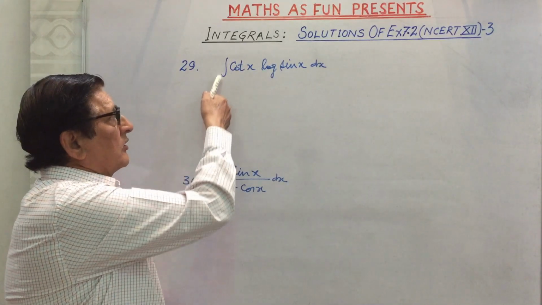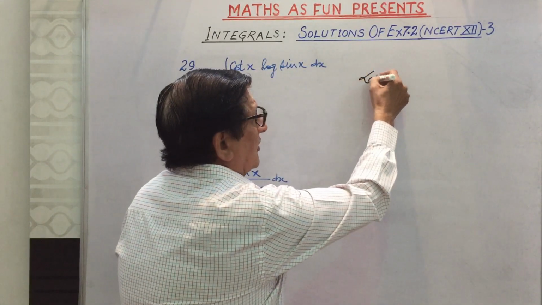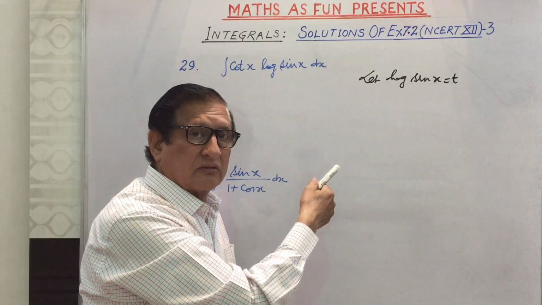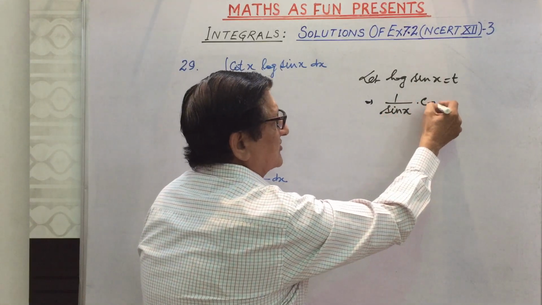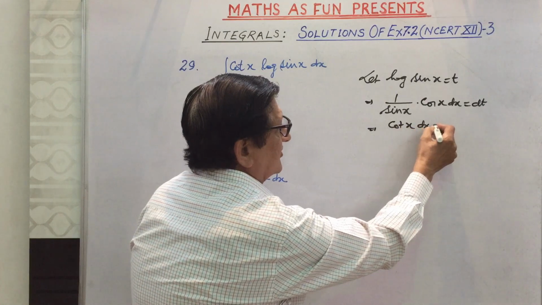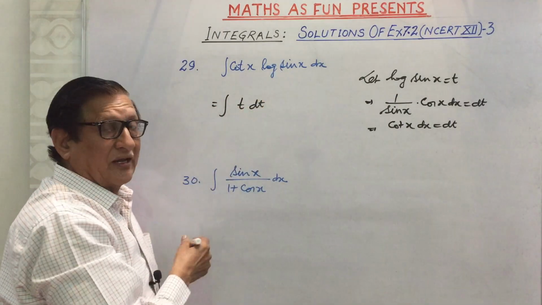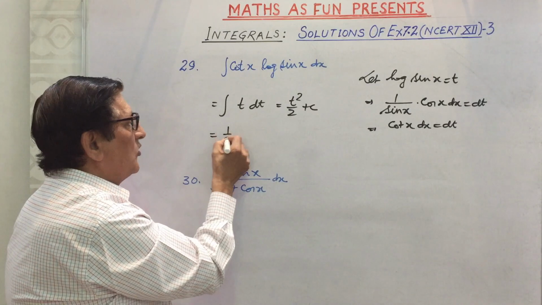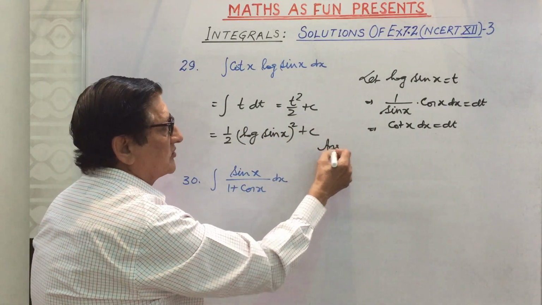29th question here is integral of cot x into log of sin x. Here we can take this as t, because if we take log of sin x as t, when we differentiate with respect to x using the chain rule, we know log of sin x means 1 upon sin x into d by dx of sin x is cos x dx equal to dt, which becomes cot x dx equal to dt. And this is now cot x dx is here, so we can write this as t dt. And we know the integral of t is t square by 2. Substituting the value of t, we get this as 1 upon 2 whole square of log of sin x plus c, which is the answer to the problem.